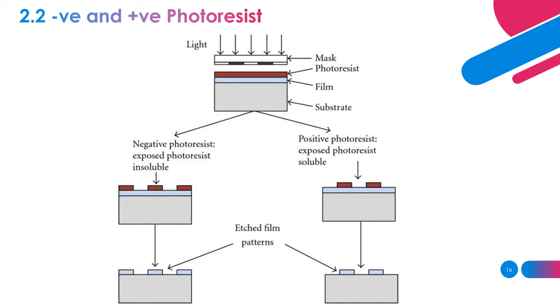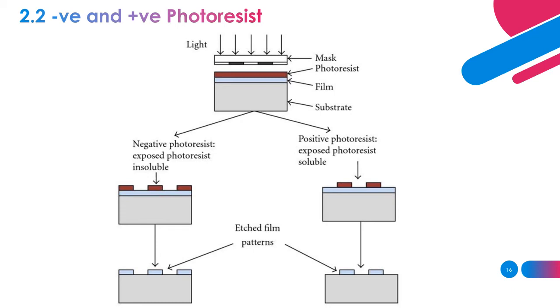On the left, it is the negative photoresist. When the photoresist is exposed, it becomes insoluble, so it will be hardened. Then the UV light goes through this part, and the rest will be etched. The pattern left on the wafer is like this. For positive photoresist, the exposed photoresist becomes soluble. Once it's soluble, it creates the layer on the parts like this.